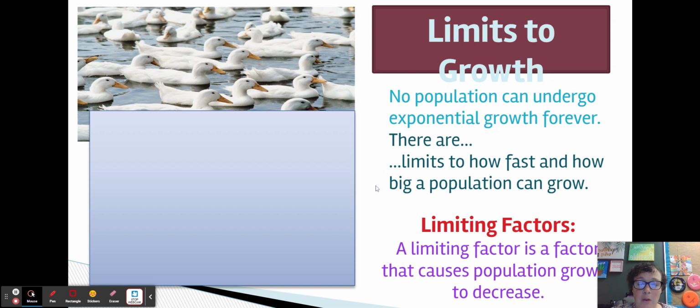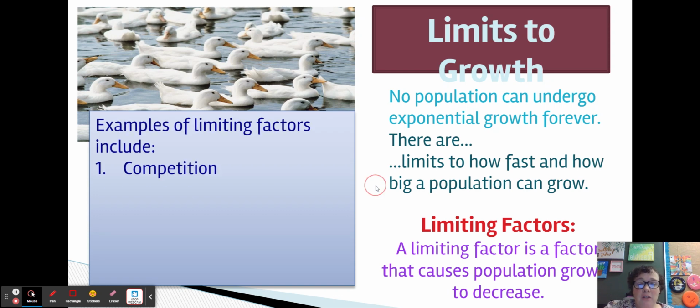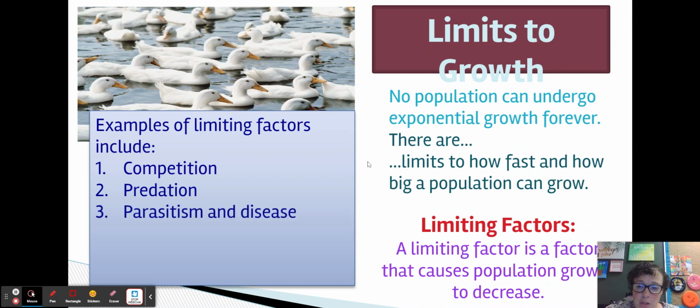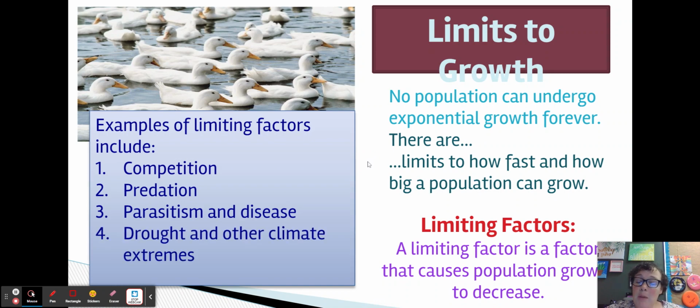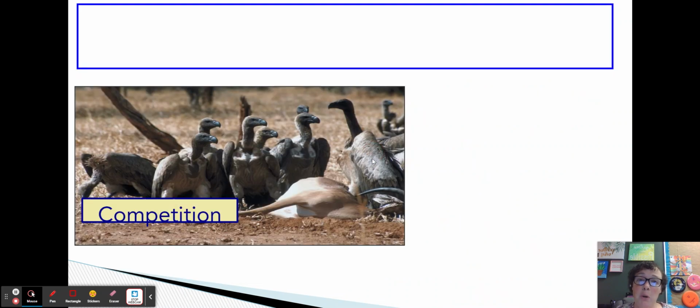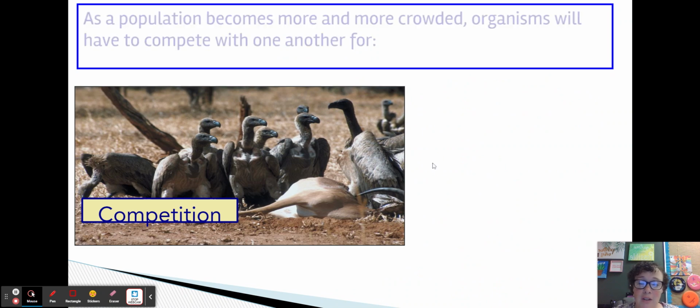So again, this brings us back to the idea of limiting factors: competition within the population and with other species, predation by predators, parasitism and disease, drought, climate extremes, natural disasters. Limiting factors can also be human activity, such as poaching, stealing for the pet trade, or urbanization, agriculture activities.